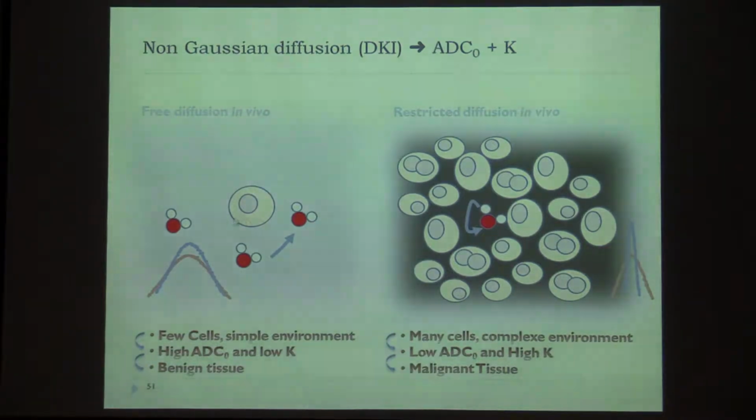So in benign tissue like this one, there are not too many cells, so we have seen that the diffusion will give you a free diffusion, so a high ADC, and for the kurtosis you can imagine that you're not homogeneous but almost homogeneous. So the deviation from a Gaussian curve will be very low. So you're going to have a high ADC, low kurtosis. In cancer, this is completely different. You have a restricted diffusion, so the ADC is going to be low, but the kurtosis is going to be high because it's very heterogeneous.